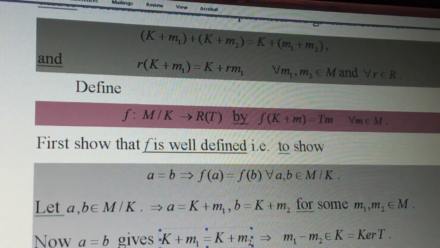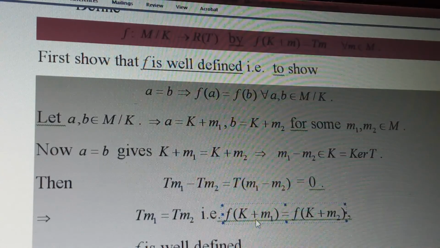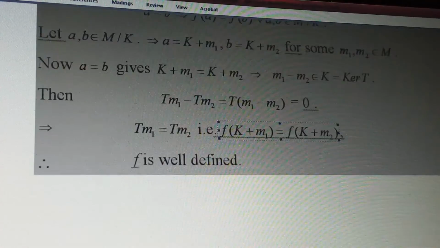So T(m1) minus T(m2). Now operate T on m1 minus m2, which means T(m1) minus T(m2) is equal to T(m1 minus m2), which is equal to 0 by the definition of kernel T, and T(m1) is equal to T(m2). This is the value of T(m1) and this is the value of T(m2). So the image elements are the same, images are the same, and we get that f is well defined.